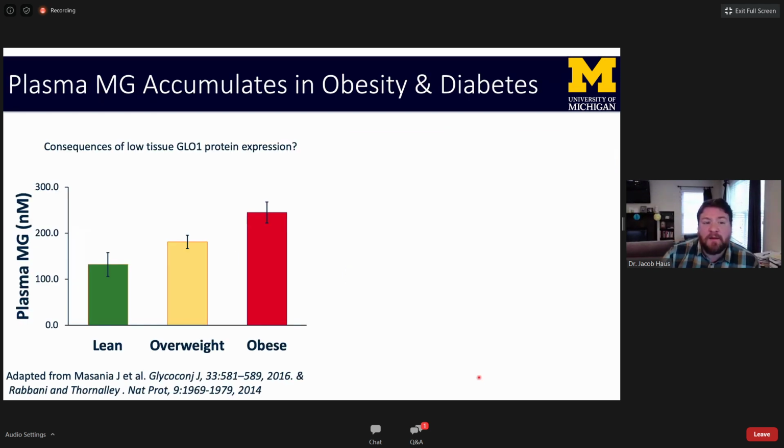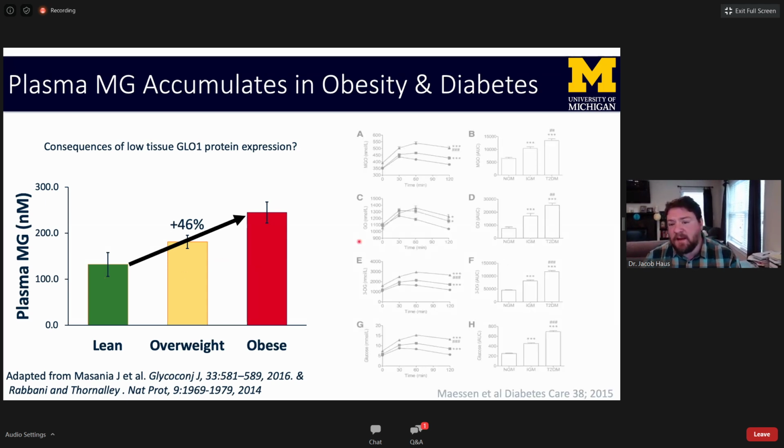And so then what is the consequence of this? Well, these folks are not diabetic yet. They're metabolically healthy with regard to cholesterol and other things. And so we went to the literature and we found some cross-sectional comparisons: when an individual becomes overweight, their plasma methylglyoxal levels start to elevate. We can see about a 46% increase in plasma methylglyoxal just by being overweight alone. And then with obesity, it is about twofold higher than the lean controls.